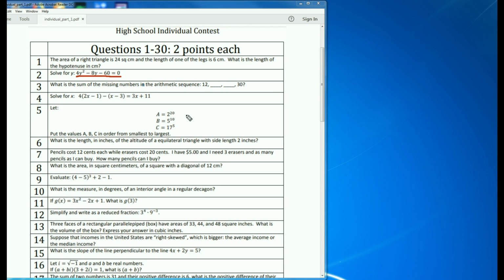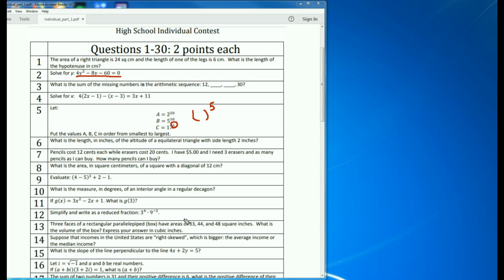All right, number five, if you're not familiar with this, what you want to do is just try to get all these numbers raised to the same power so that you can compare them. In this case, because this is the lowest number and these are multiples of that number, what you want to do is try to rewrite A and B in terms of stuff raised to the fifth power. That way you can compare them.